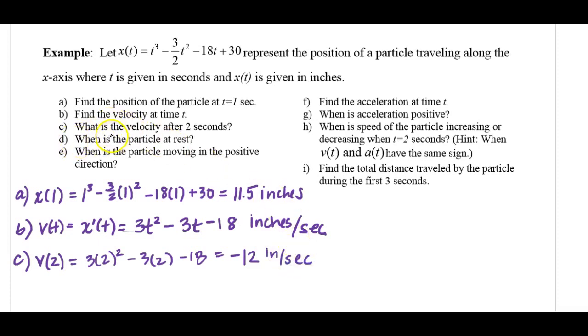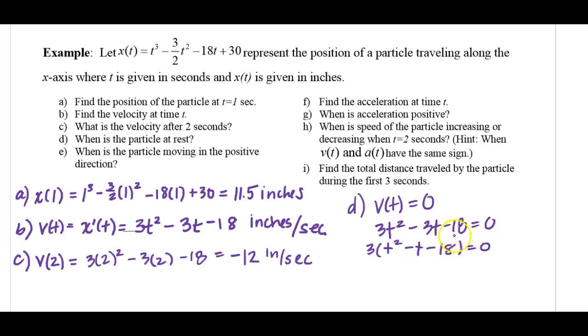So now let's move on to part D. When is the particle at rest? In general, a particle is at rest when the velocity, v of t, is equal to 0. So v of t is this function here: 3t squared minus 3t minus 18 equals 0. To set this equal to 0, I'm going to have to factor it. So let me go ahead and pull the 3 out that's common in everything. So 3 times t squared minus t minus 18 equals 0. This part right here will factor to 3 times t minus 3, t plus 2 equal to 0.